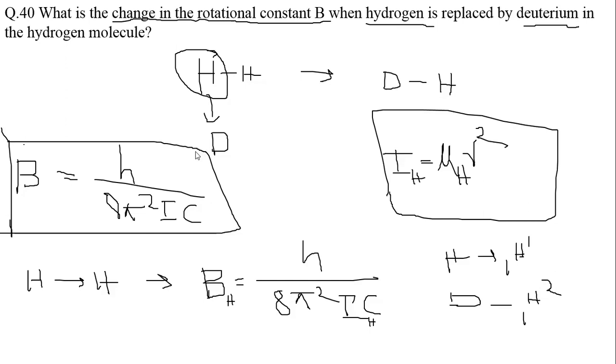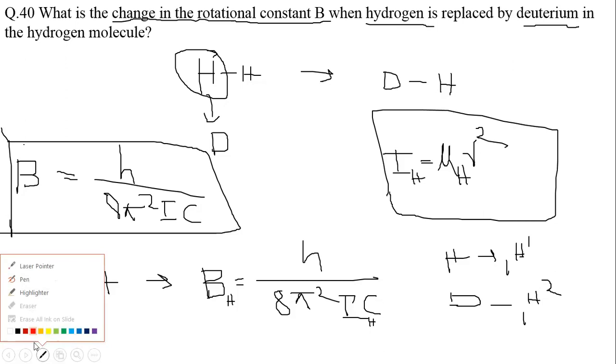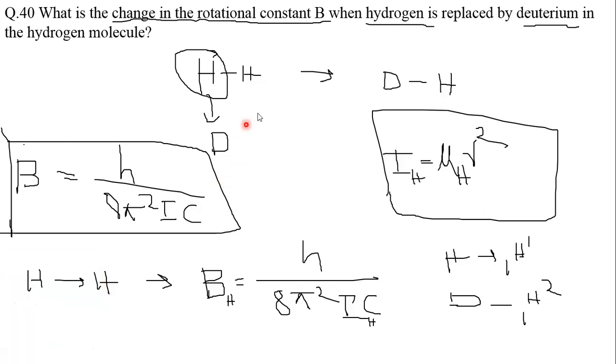So basically, we are discussing the first problem of today's session, and the problem is the change in rotational constant B when the hydrogen is replaced by deuterium in the hydrogen molecule. And we know in a hydrogen molecule there are two hydrogen atoms connected. So when one hydrogen atom is replaced by one deuterium atom, then the molecule will be like that. Deuterium is connected to hydrogen. In that case, what will be the change in B, compared to the case when there were two hydrogen atoms?